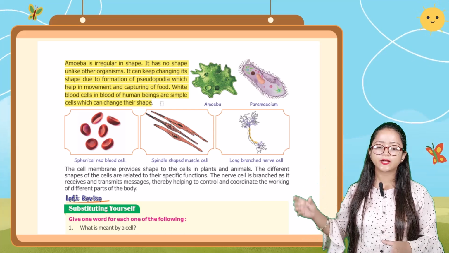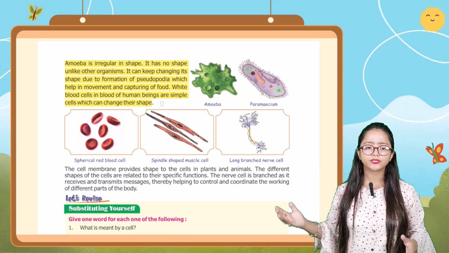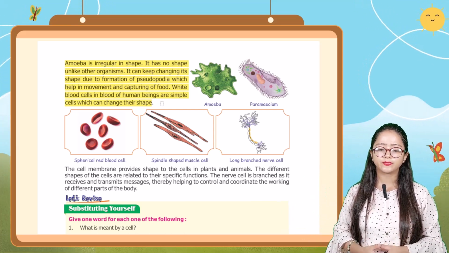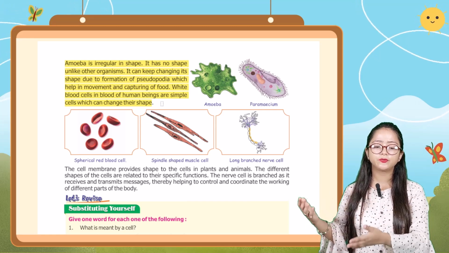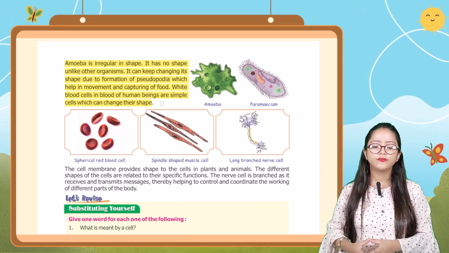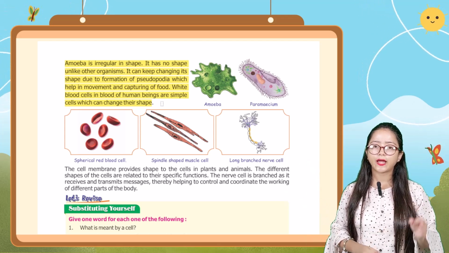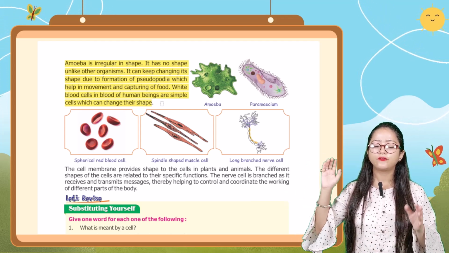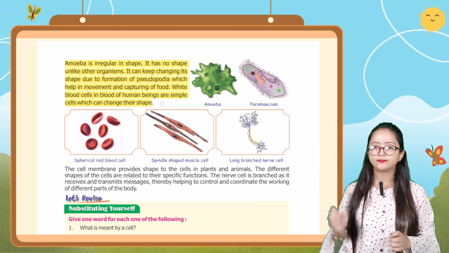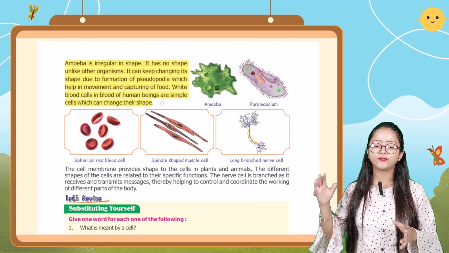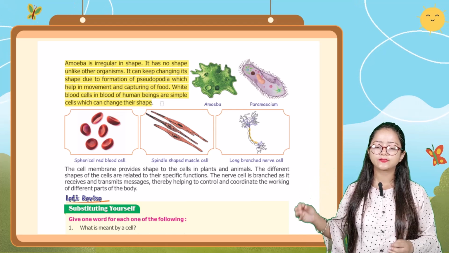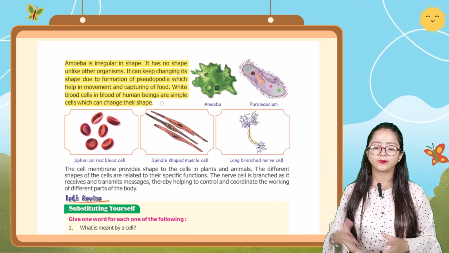Amoeba is irregular in shape. It has no fixed shape unlike other organisms. It can keep changing its shape due to the formation of pseudopodia, which help in movement and capturing of food. White blood cells in the blood of human beings are simple cells which can change their shape.